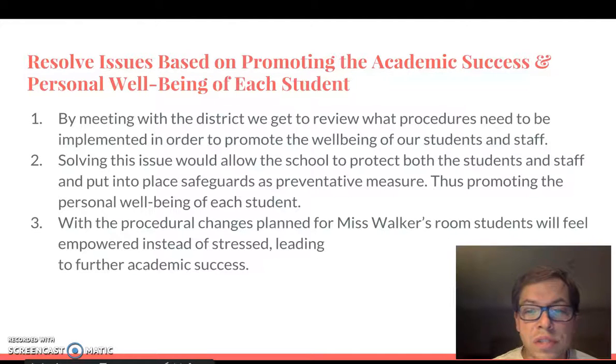And lastly, with procedural changes planned for Miss Walker's room, students will feel more empowered instead of stressed, and this should lead to further academic successes in the classroom.